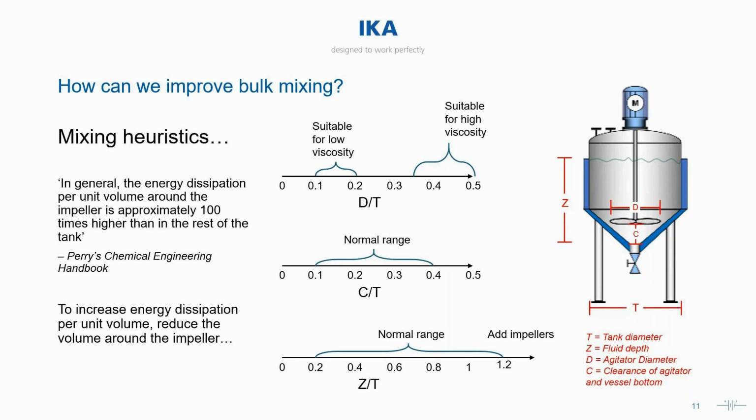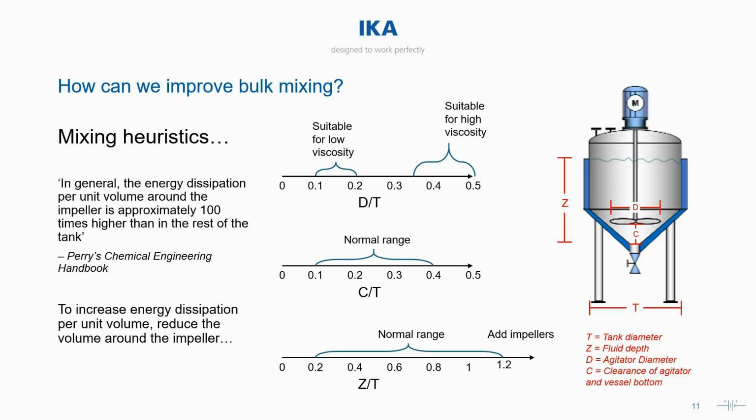And then we look at the liquid level Z. The normal range for your liquid level should be anywhere from 20 to 120% of your total tank diameter. If you are exceeding that liquid level range, you should definitely consider adding impellers to your agitator to improve your bulk mixing. So following these heuristics, we can already improve the bulk mixing in our tank.